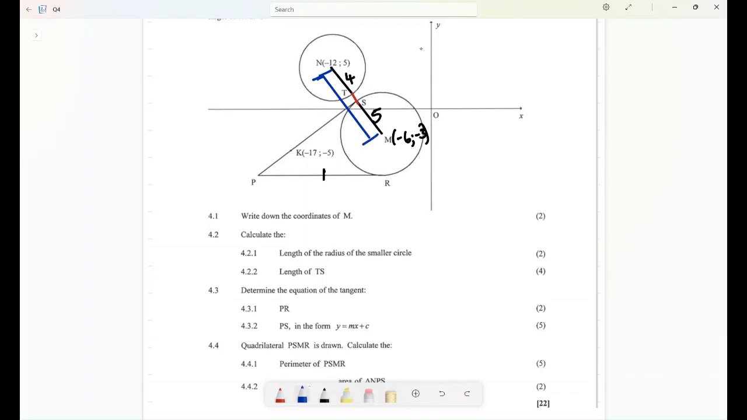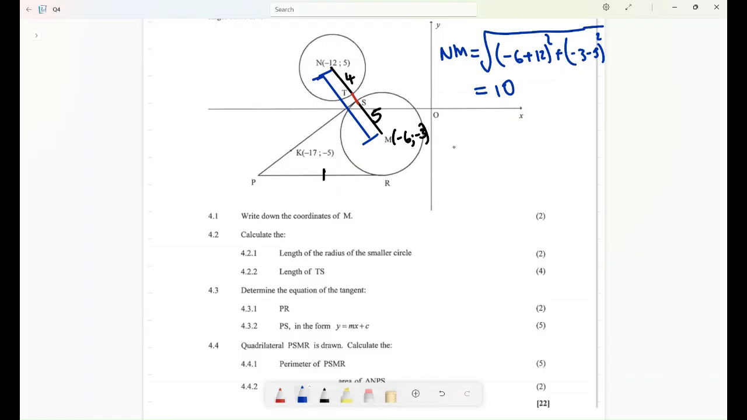The distance for NM is going to be, you know how to use distance most. I'm going to say x, negative 6 minus 12 is going to be plus 12 squared, plus negative 3 minus 5 squared. You know how to use that. I get something like, let me see, 36 plus 64. Then 36 plus 64 is 100. Then I get NM is equal to 10.